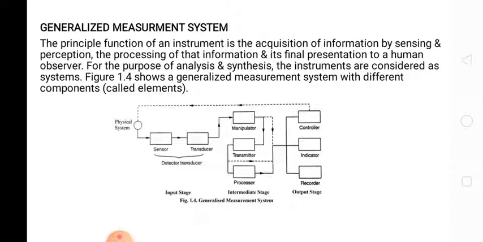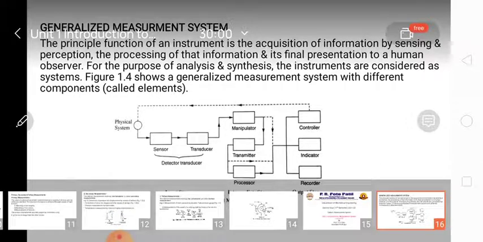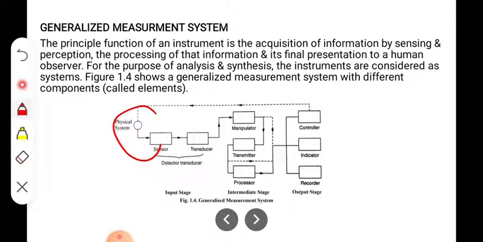In the block diagram here we can observe one circle, that is the physical system. That physical system consists of a sensor and a transducer. This is the sensor and this is the transducer. That sensor and transducer combinedly are named as a detector transducer. Why is it known as detector transducer? Detection is nothing but sensing, and the second element is a transducer. That's why it is known as a detector transducer, and the detector transducer works as the input stage in the generalized measurement system.